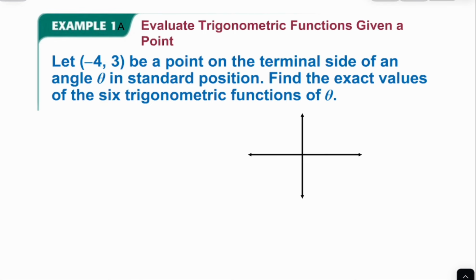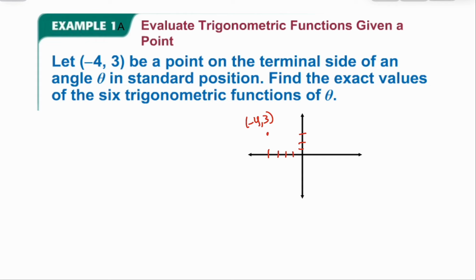So let's do an example using that very information. It says, let the point negative 4, 3 be a point on the terminal side of an angle theta in standard position. Find the exact values of the 6 trig functions. So when they say exact values, they want us to use what we know about the sides of a right triangle. So we need to build this. So we're going to go 4 to the left and 3 up. We're going to put that point down. Just like always, that point lands where that point lands.